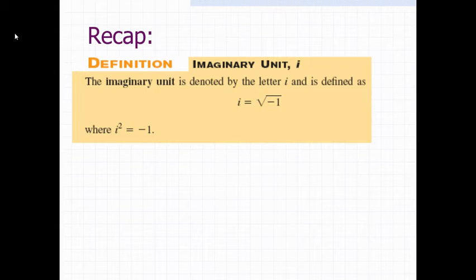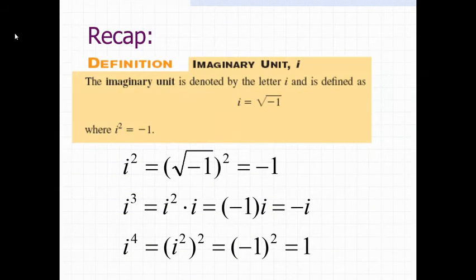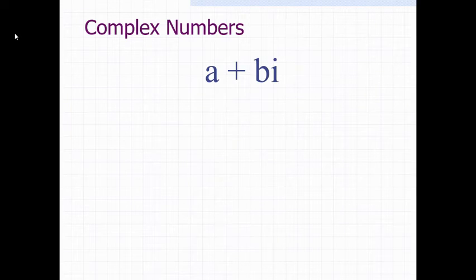All right, remember your imaginary unit is I, and I is equal to the square root of negative 1. And if you have I squared, it's equal to negative 1. Okay? If you have I cubed, this is just different ways of putting it. That's an I squared times I. So then I squared is negative 1, so that's why you have a negative I. And again, I to the fourth is I squared, squared again, and negative 1 squared gives you 1.